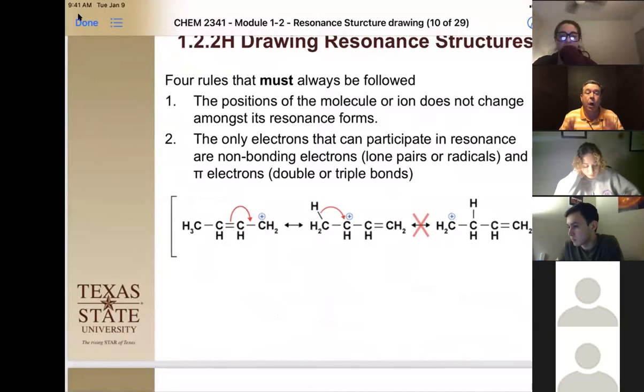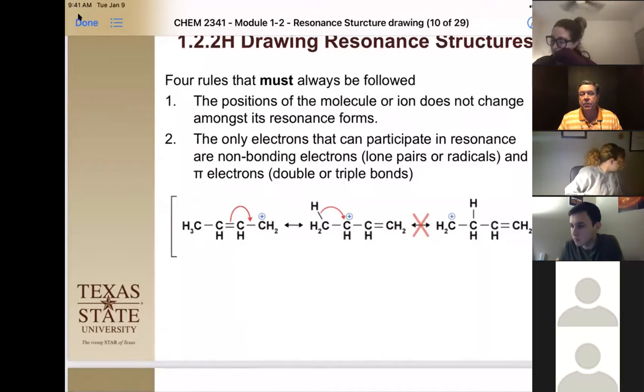Our second rule is only electrons can participate. Now that can be a lone pair, that can be a double bond, that can be a radical, that can be anything that's just electrons can move around. Okay, and remember, charge is the lack or excess of electrons, so the charge can move around as well. Okay, so only the electrons move, no atoms, only electrons.